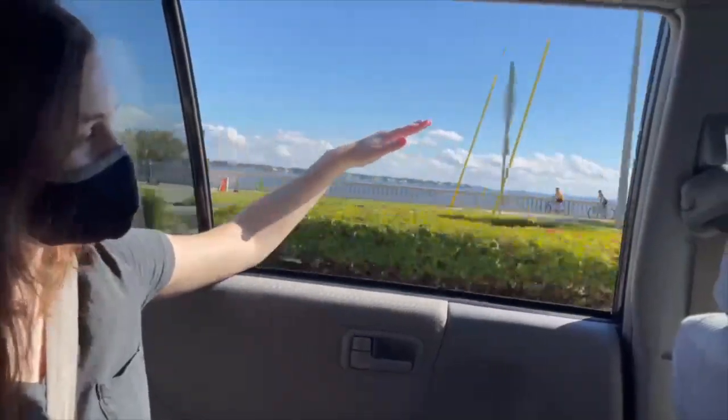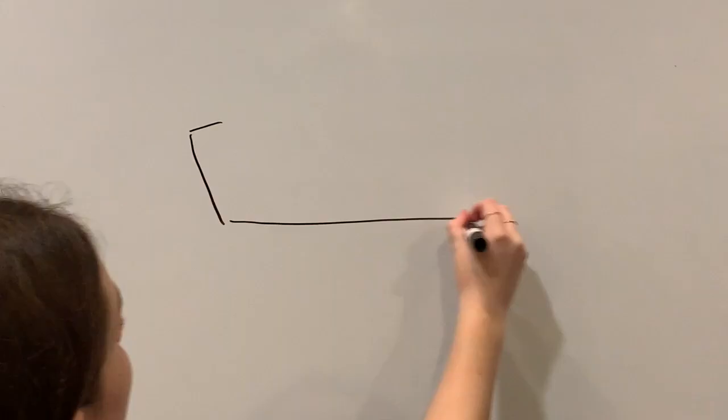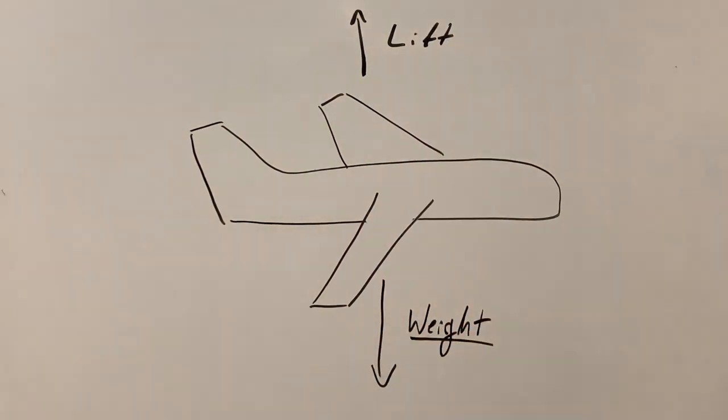It's also what makes your hand push upwards and downwards when you tilt it out of the car window, just like the wings of an airplane. Next, let's talk about weight. Weight acts as an opposite force to lift.